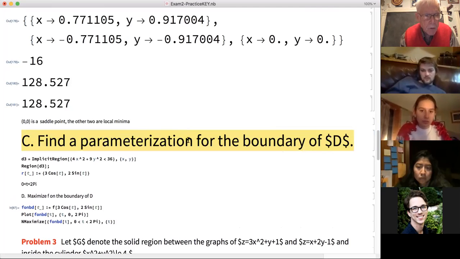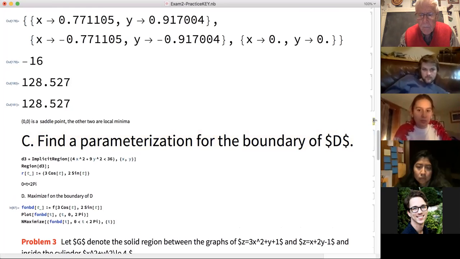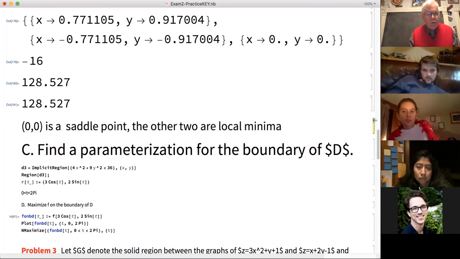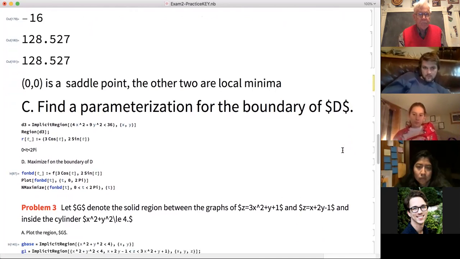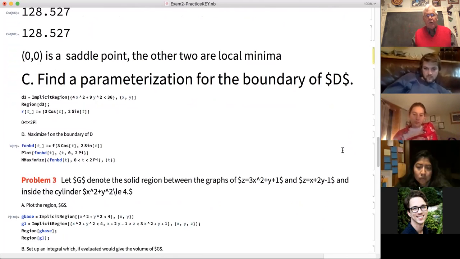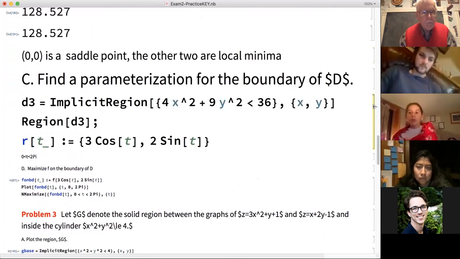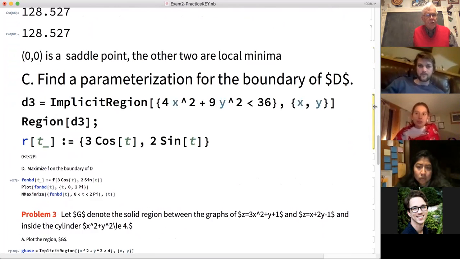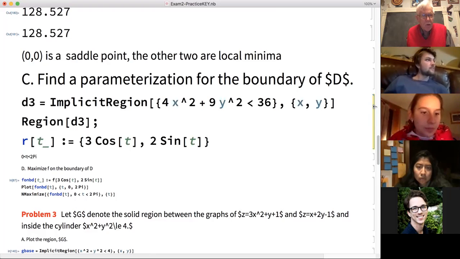Oh, that's the parameterization of the boundary. This is the one I wanted. So 0, 0 is a saddle point. The other two are local mins. Now, the first interesting thing is to find a parameterization for the boundary. So I thought I'd defined this before, but anyway, here is the implicit region. And now we're going to take a look at that region.